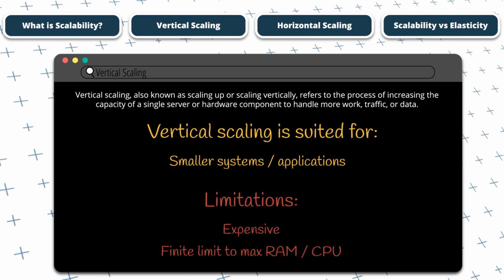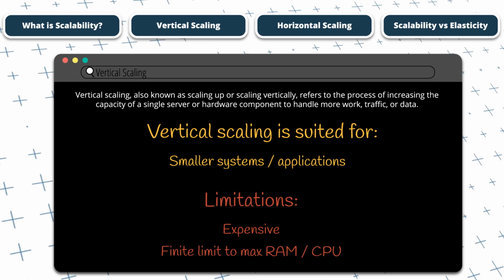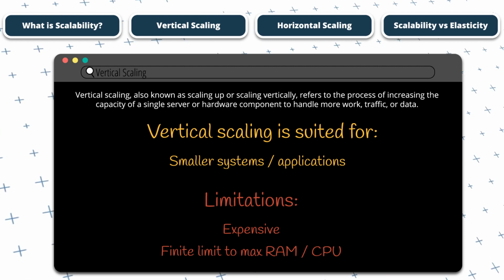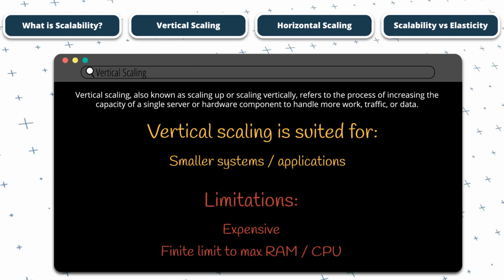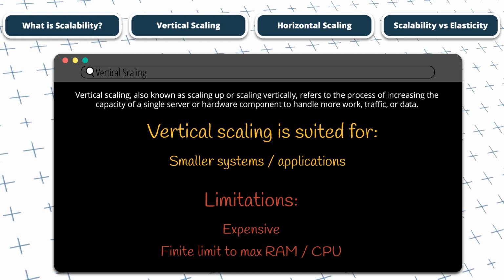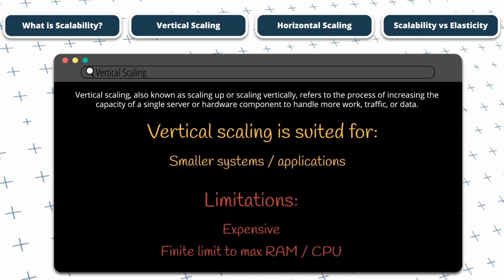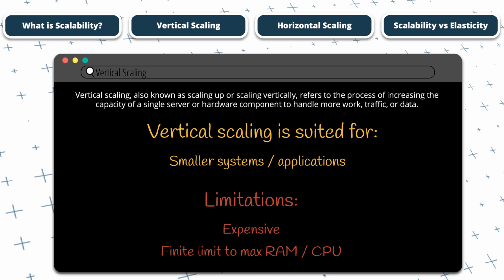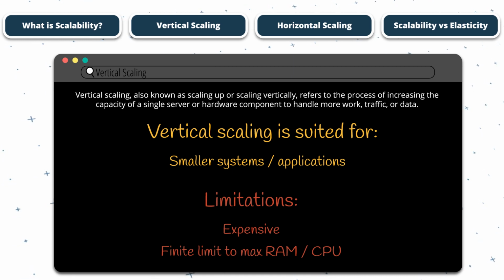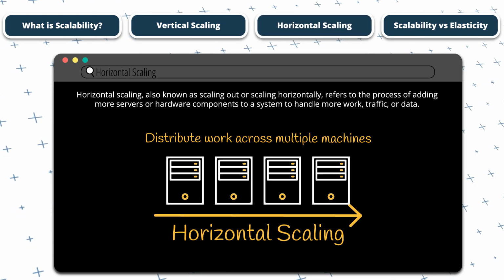Vertical scaling is often a good solution for smaller systems or applications that have lower resource requirements. However, it has some limitations. It can become expensive and impractical to continue adding resources to a single server. Additionally, there is a limit to the amount of RAM and CPU you can add. Another way to scale to meet demand would be via horizontal scaling.